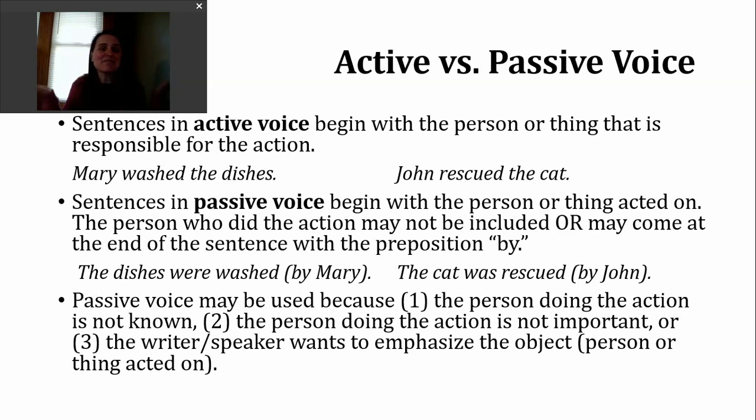The second reason is it might not matter. It might not be important who did it. We're just focused kind of on that action being done. And that sort of connects to our third reason. So if a writer or a speaker really wants to emphasize the object, they might use passive voice instead of focusing on the person who did the action.